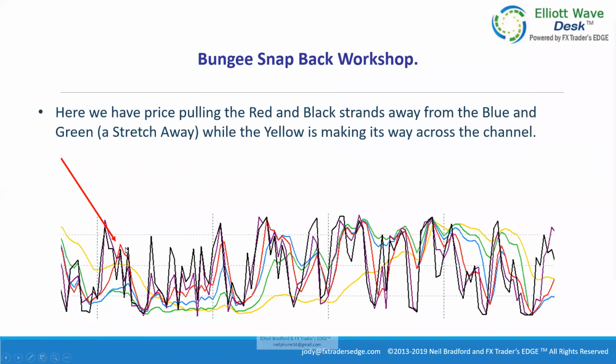Here's an example. We have a small move in price, pulling the red and the black bungees away from the green and the blue at the bottom of the channel. It's obviously a move up with price, and it's pulling these strands away. Meantime, there is a bigger move afoot, a downtrend, where the yellow bungee is being pulled by price across the channel towards the bottom. So that tells you that this is just a pullback, a retrace, a consolidation.